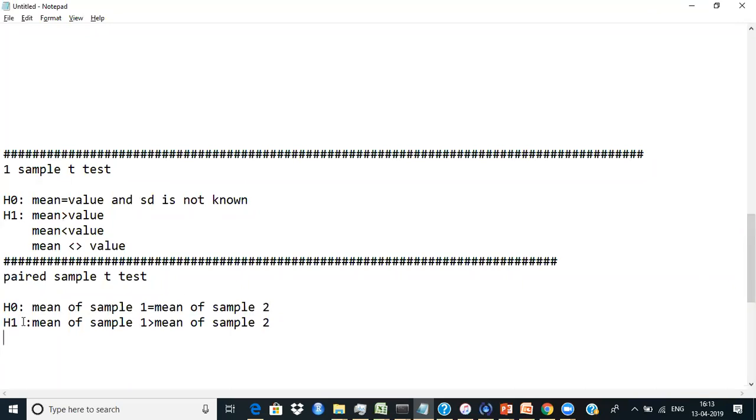Or it can be less than: mean of sample 1 less than mean of sample 2. It can also be mean of sample 1 not equal to mean of sample 2. Right? This is known as the paired sample t-test.